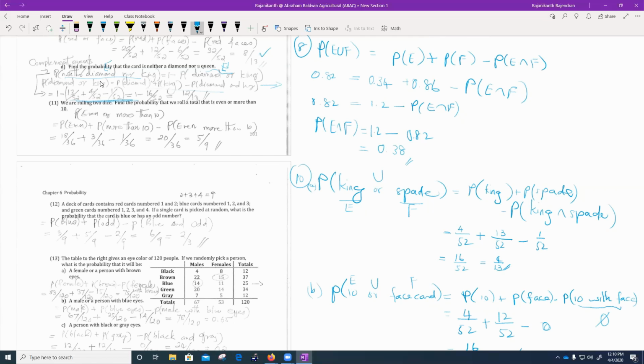Is that correct? 17 minus 1. Yes, 16 over 52. Then subtract from 1. You will get 52 minus 16 over 52. What I'm doing here, is that correct? So this is 17 minus 1, 16 over 52. 52 minus 16 is 36 over 52. So 36 over 52 should be, this is not correct, 9 over 13.